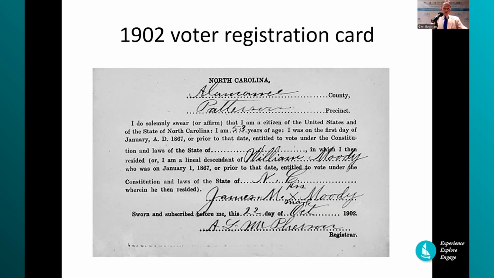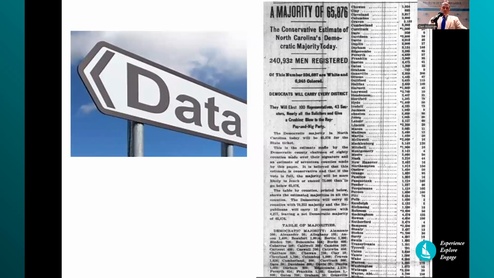So this person could presumably vote without having to prove any literacy whatsoever, because his ancestors were born in the right year. Now, let's look at the data here. I know you probably can't see all this very clearly, but this was done by the News and Observer in 1902. And this is all done by county.